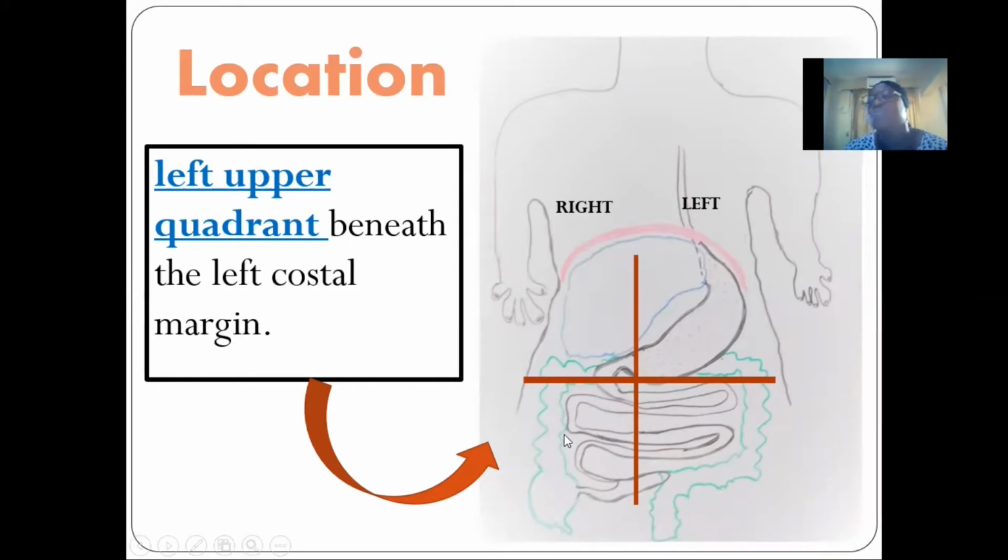So if you want to specifically state the region of the abdominal space where the stomach is located, we can say that the stomach is located in the left upper quadrant of the abdomen. So this is the left upper quadrant, and this is the region where you see the stomach.